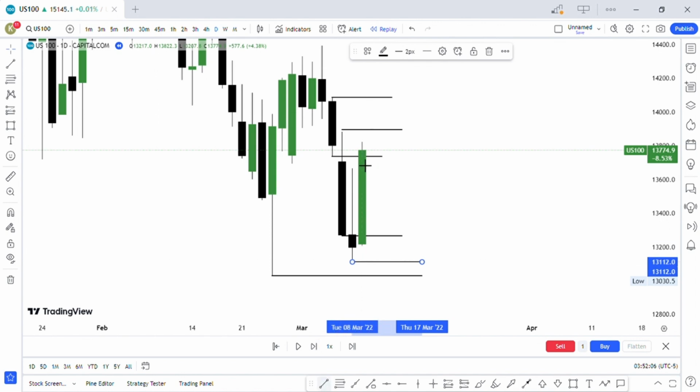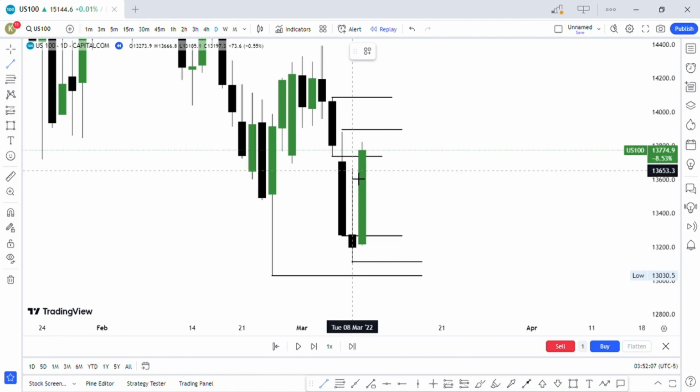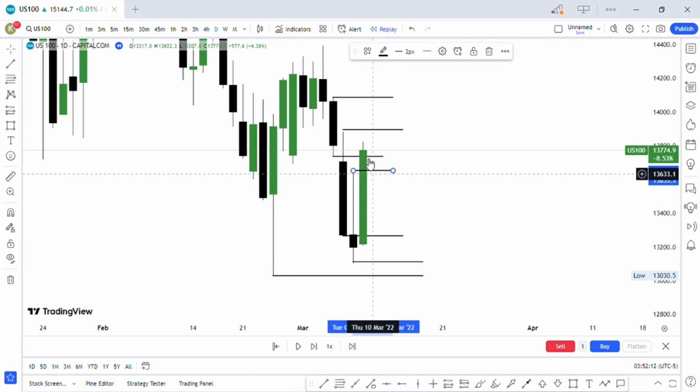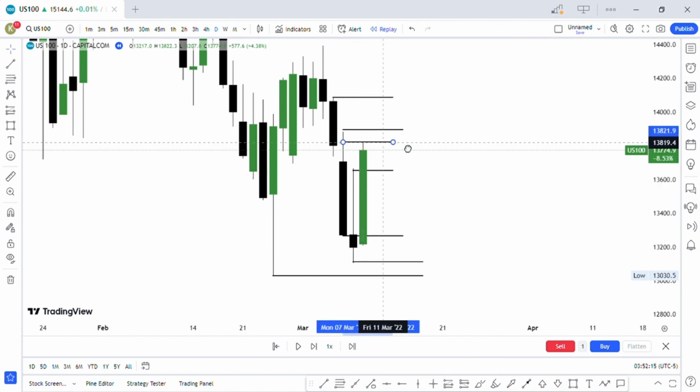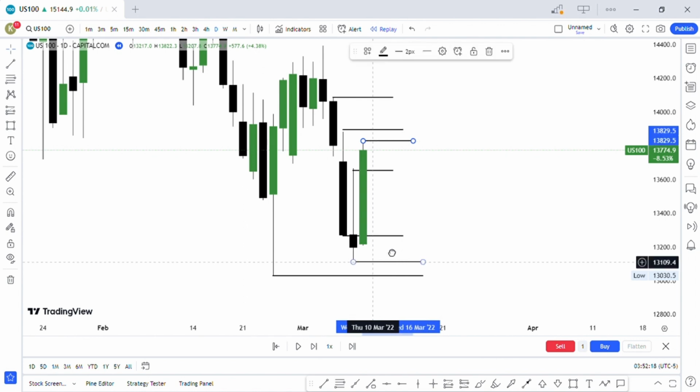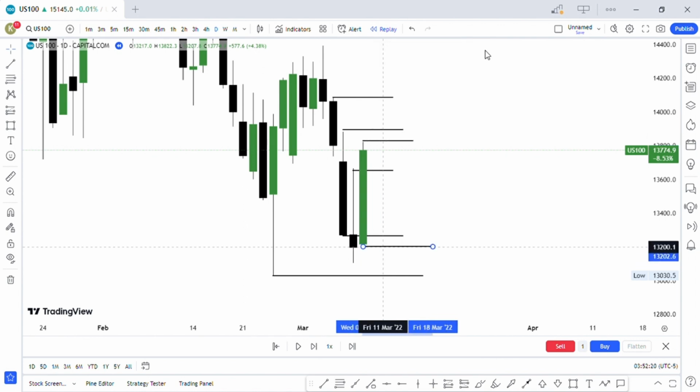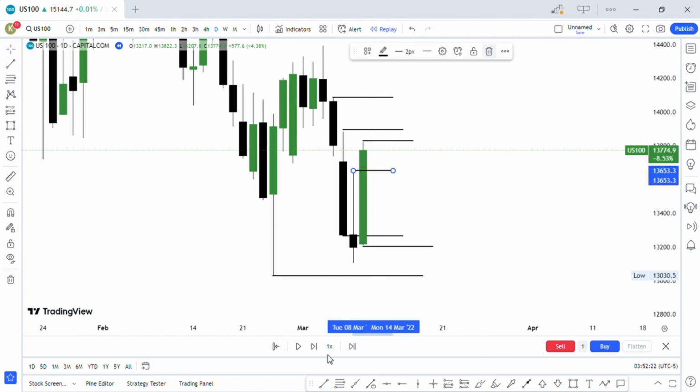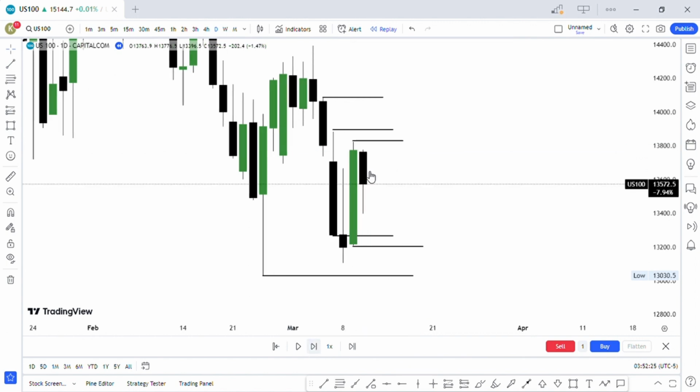The market took out this high, closed above the previous day's high. Where is the market, what do you see? Does the market have a bullish momentum or a bearish momentum?